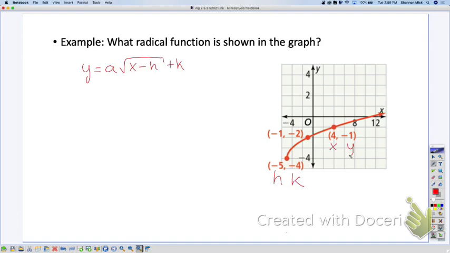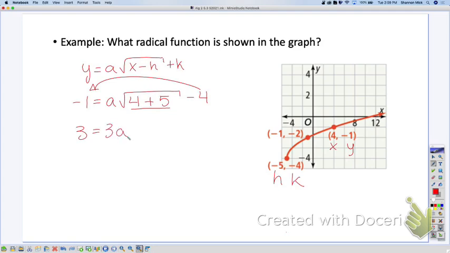So if I have an h and a k and an x and y, can I find the a? Yes, we've done this with parabolas before, haven't we? Yes, I remember that. So the y is what? Y is -1 equals a times the square root of, what's x? 4 minus a negative 5, so 4 plus 5. Minus 4. So I'd have to add 4, yes? So that's 3. And this right here is 9. The square root of 9 is 3. So a equals 1.